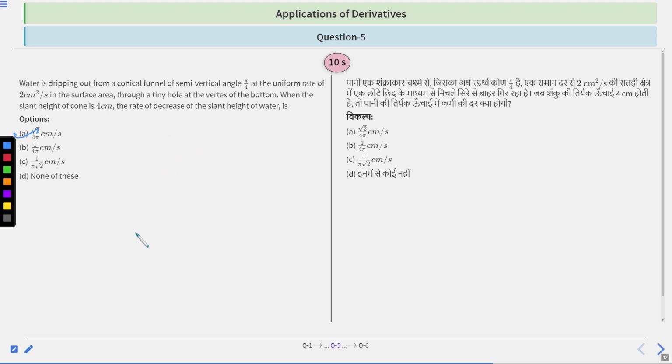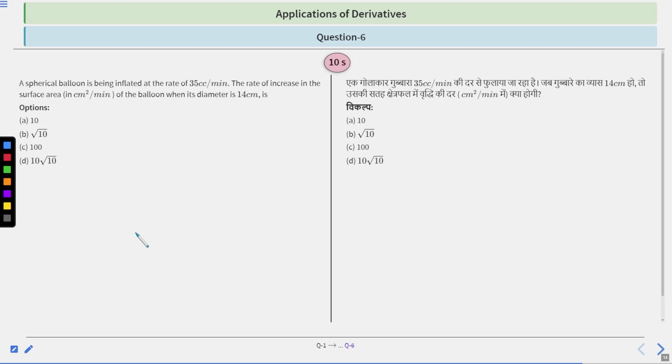Right. So let's move to the next question, question number 6, which says a spherical balloon is being inflated at the rate of 35 cc per minute. The rate of increase in surface area in centimeter square of the balloon when its diameter is 14 centimeter per second. See, we have a spherical balloon. The hint of this question is, we have a spherical balloon which is being inflated at the rate of 35 cc per minute, 35 centimeter cube per minute.